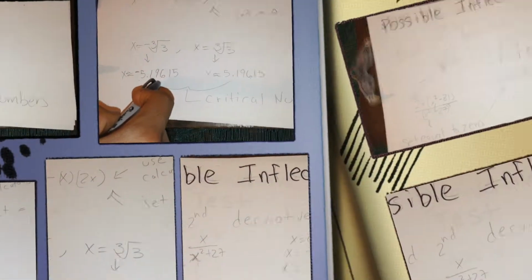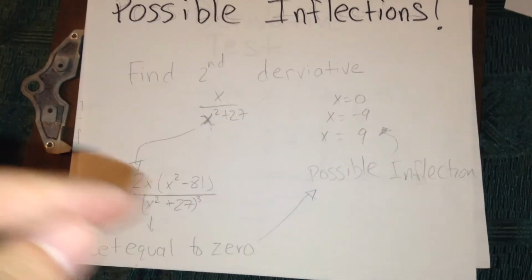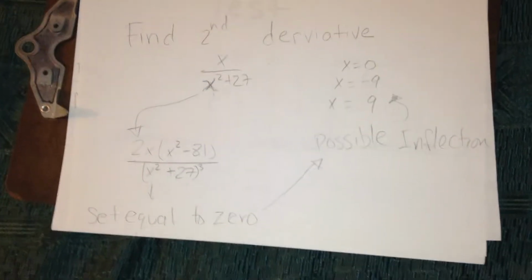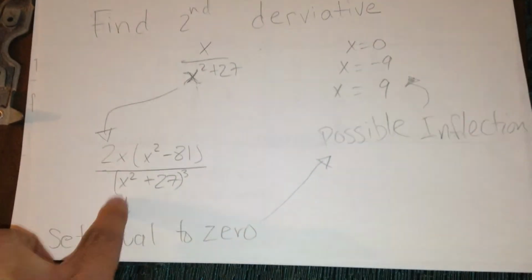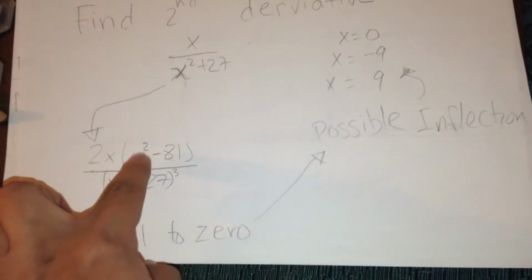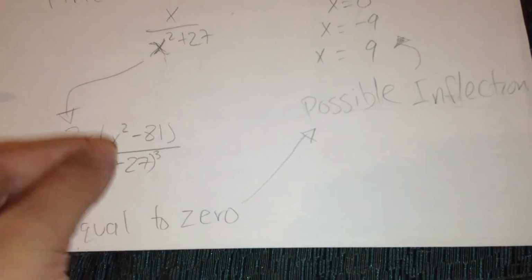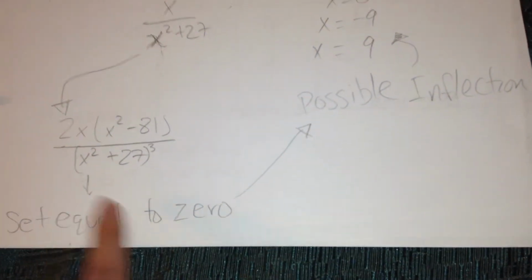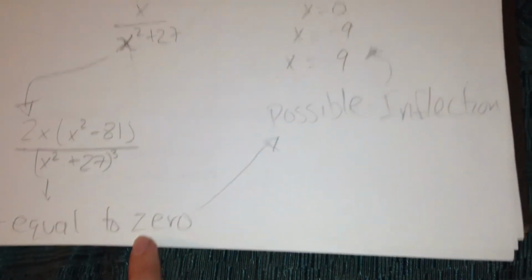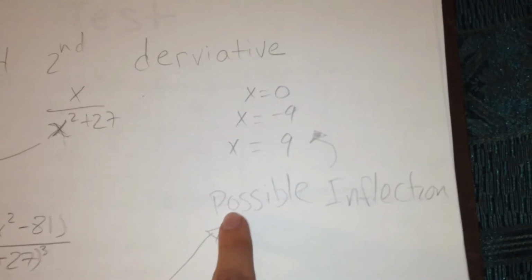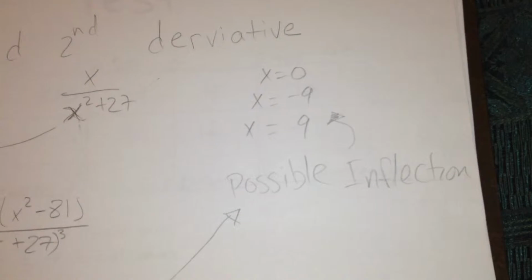Now we have to find the second derivative of x over x squared plus 27, and so we plugged that into the calculator, and we got 2x times x squared minus 81 over x squared plus 27 to the three halves power. Then we set that equal to 0 in the calculator to solve, and these are three possible inflections: x equals 0, x equals negative 9, and x equals 9.